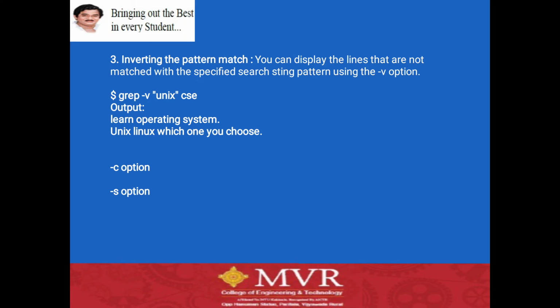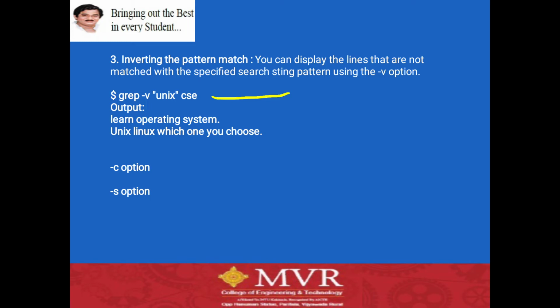Again, the third example, let us also observe. Here I am using the verbose option, that is the minus v option. Again I am using the same example, so here also I am giving only small letters unix. Here also we are not ignoring the case, we are considering case sensitivity here. As I said, minus v means it will not display the lines which are matched. It will display only the lines which don't match the given pattern.